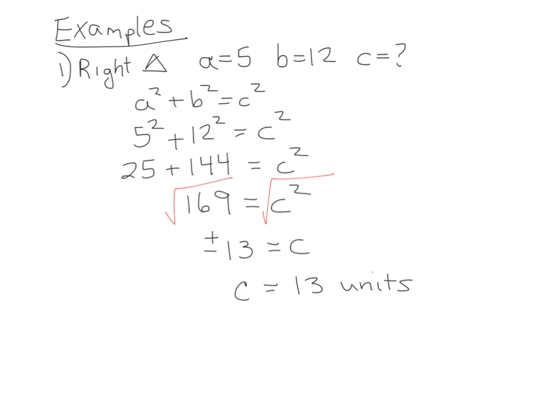So you just plug the numbers in, and it does matter. Legs go for A and B. Hypotenuse is always C. Notice the hypotenuse always turns out to be the longest. 13 is longer than 12 or 5.